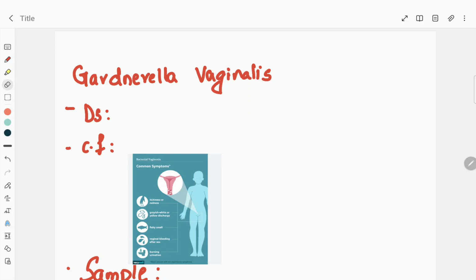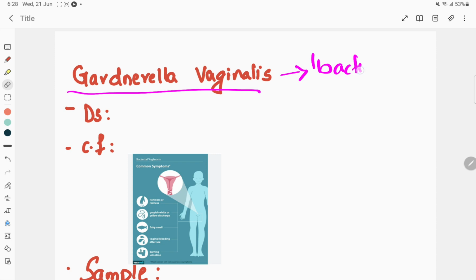Hey guys, let's talk about Gardnerella vaginalis today. Let's limit ourselves to the microbiology part of it. This is a bacteria, guys. Gardnerella vaginalis is a bacteria.